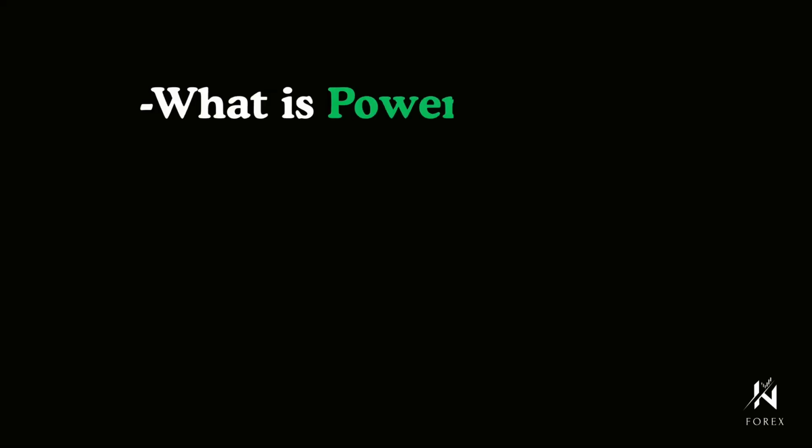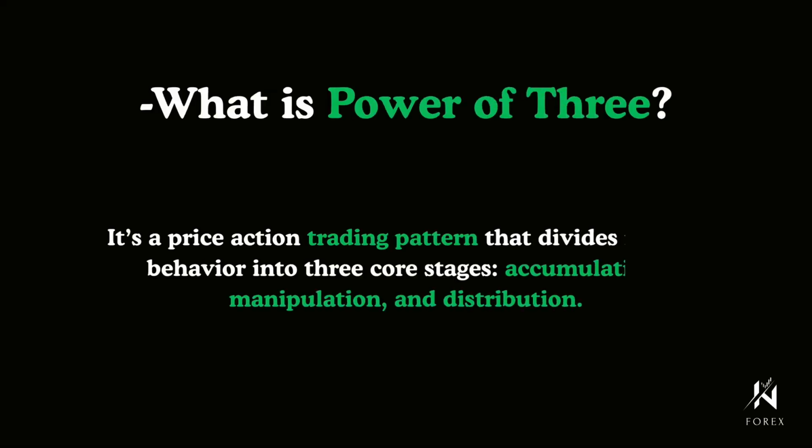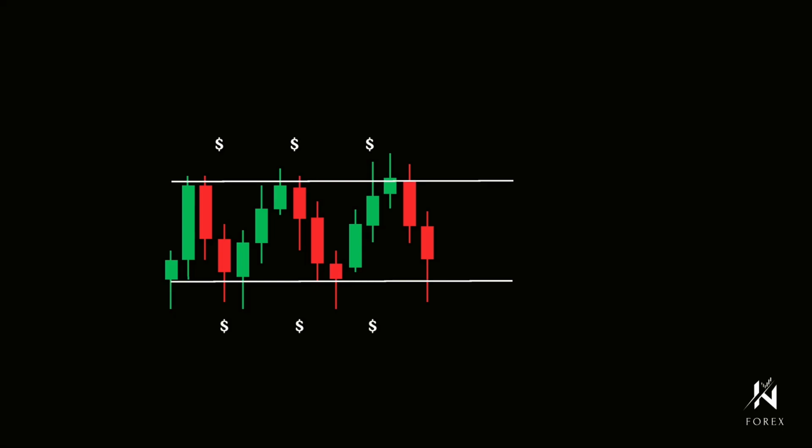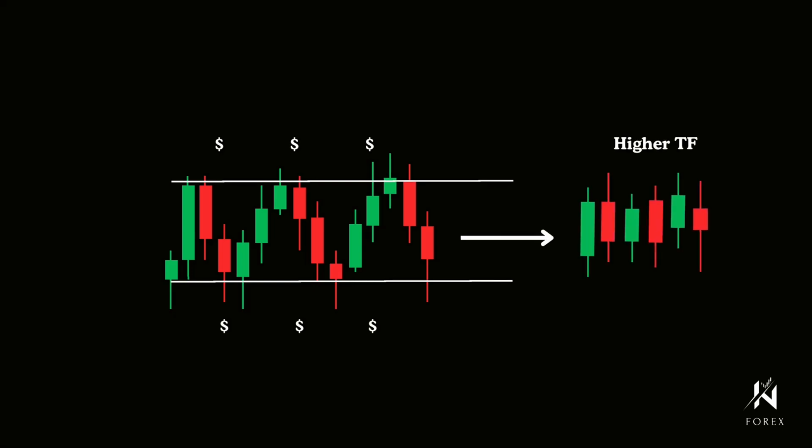So, what exactly is the power of 3? It's a price action trading pattern that divides market behavior into 3 core stages: accumulation, manipulation, and distribution. The accumulation phase, as the term implies, represents a consolidation period where the market shows no defined trend. In this stage, price typically creates equal highs and lows, collecting liquidity and triggering stop losses placed around these zones. Based on the time frame, this segment can take on different structures. For instance, on a larger time frame, it may appear like this.